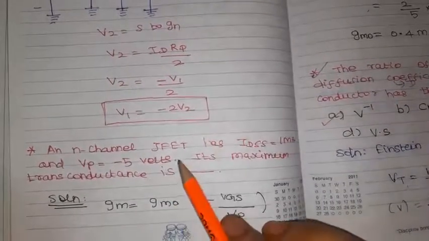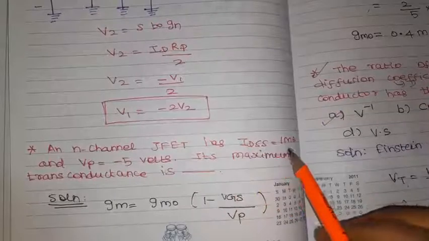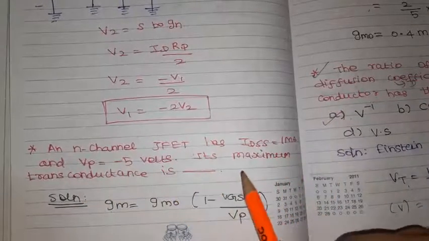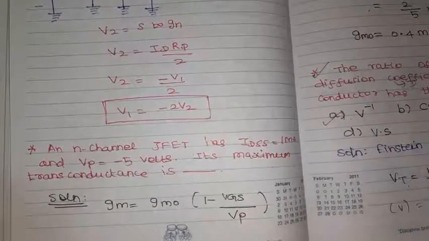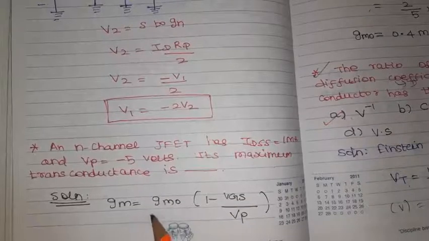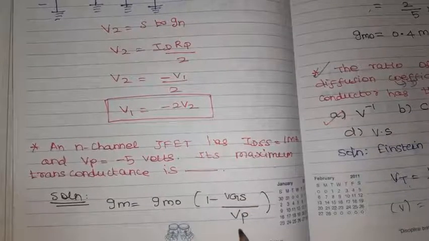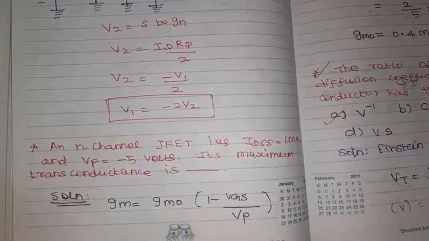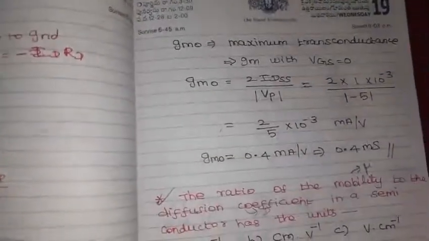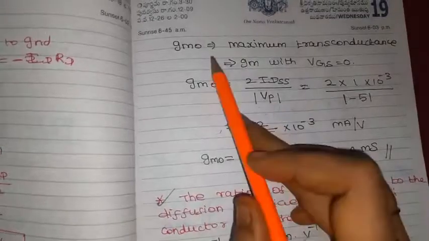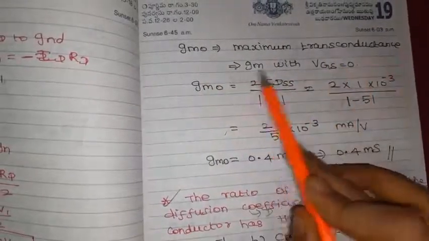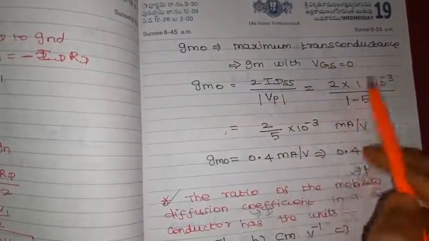An N-channel JFET has IDSS equal to 1 milliampere and VP equal to minus 5 volts. Its maximum transconductance is, what is actually the maximum transconductance? GMO. GM equal to GMO into 1 minus VGS by VP. We know the value of GMO; what is the formula? 2 into IDSS divided by modulus VP. So GMO is nothing but the maximum transconductance, GM with VGS equal to 0 volt.